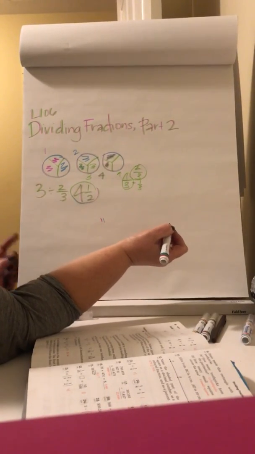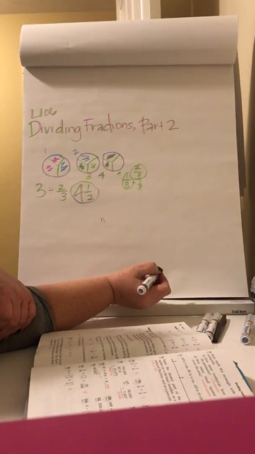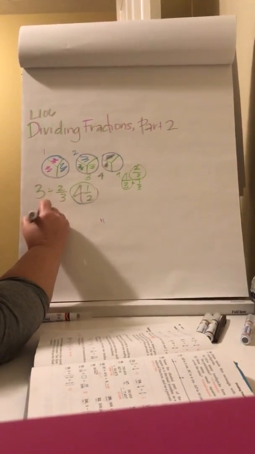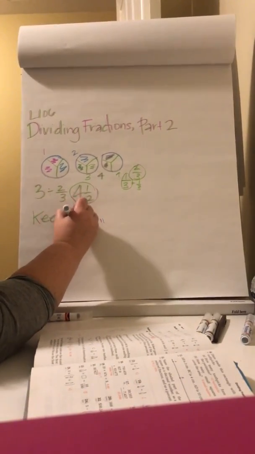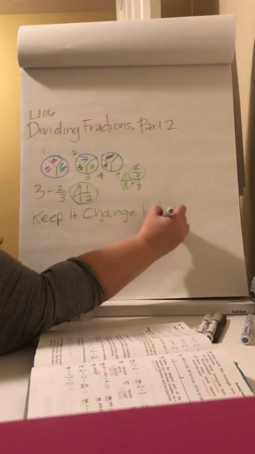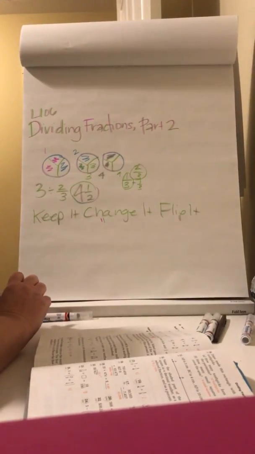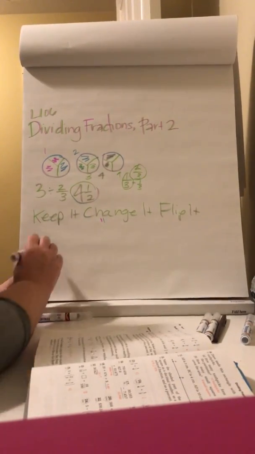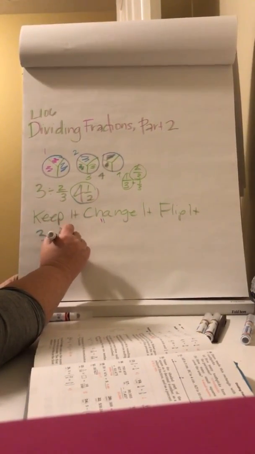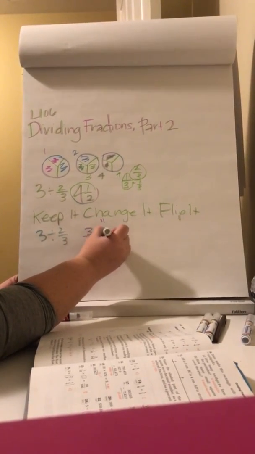Well, today I am going to teach you how to use a cute jingle that I learned from Mrs. Sacksetter, and it's called Keep It, Change It, Flip It. And we're going to see the math reason or to see how to do it with our numbers. So when we take 3 divided by 2/3, this is really saying it's 3 ones divided by 2/3, right?